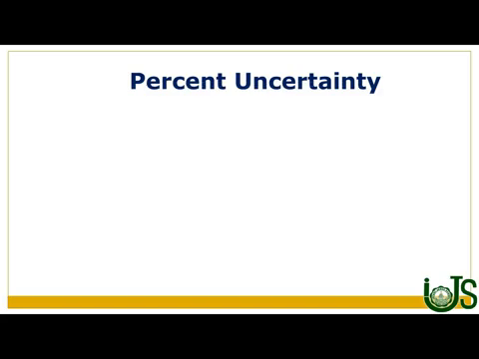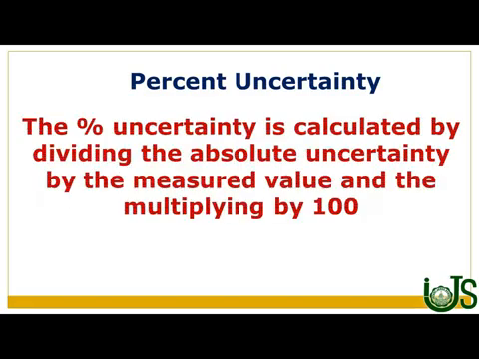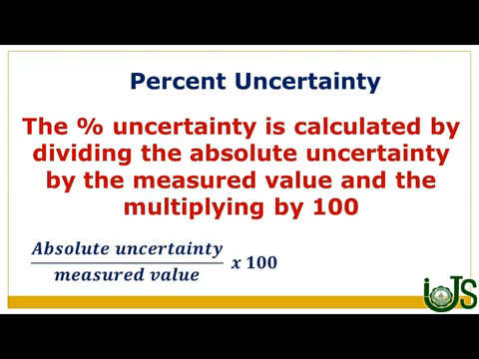Another type is percent uncertainty. This percent uncertainty is calculated by dividing the absolute uncertainty by the measured value and multiplying it by 100. This percent uncertainty is also known as the relative uncertainty. It tells how large the error is in relation to its true value. Ibig sabihin, gaano kalaki ang error niya sa true value na given.